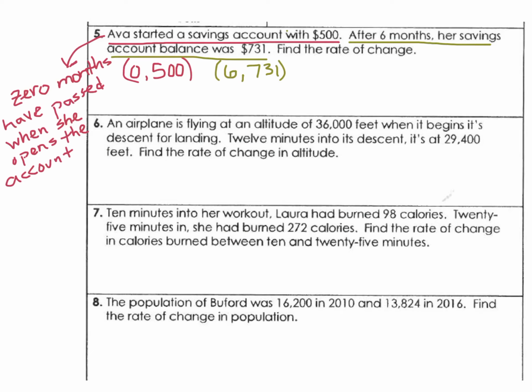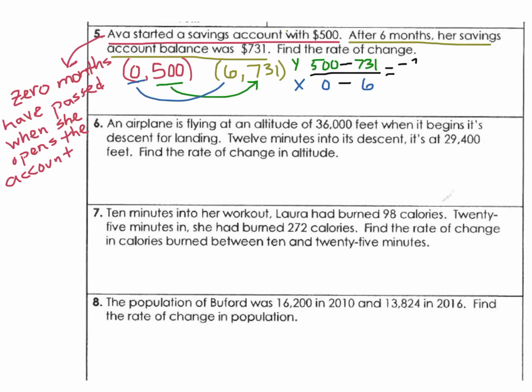All right, so I now need to find the slope, or the rate of change, okay? At what rate was her account earning money per month? So what I'm gonna do is just what we did yesterday, 500 minus 731. All right, now I am going to subtract the x values, 0 and 6, and subtract, and then write those as a ratio. All right, 500 minus 731 is negative 231. 0 minus 6 is negative 6.